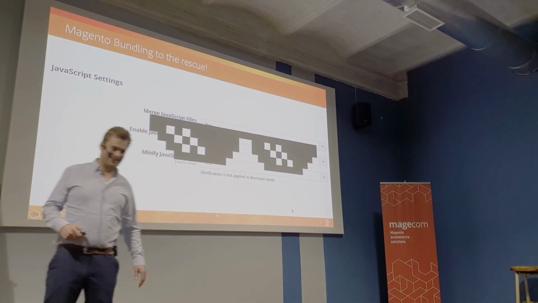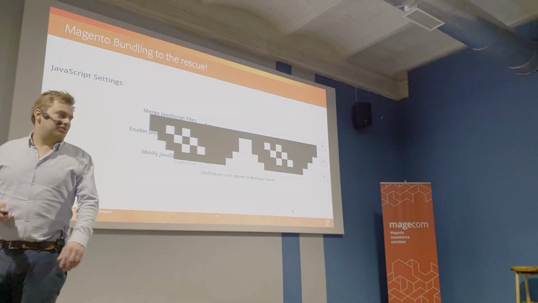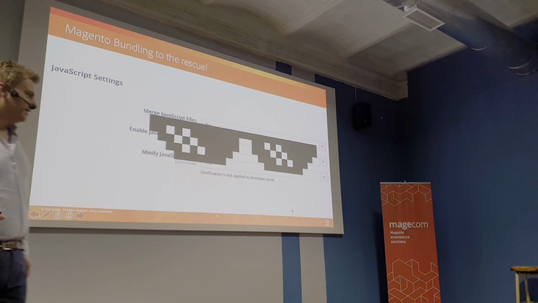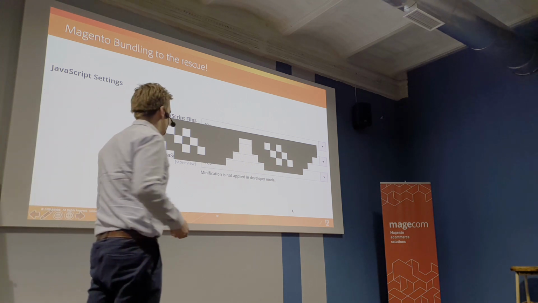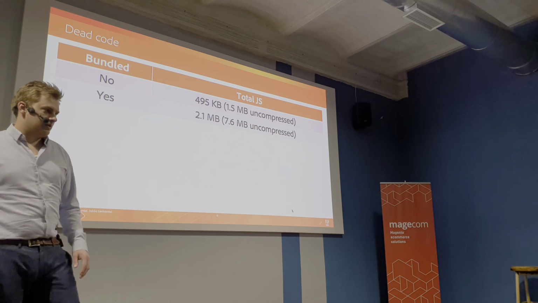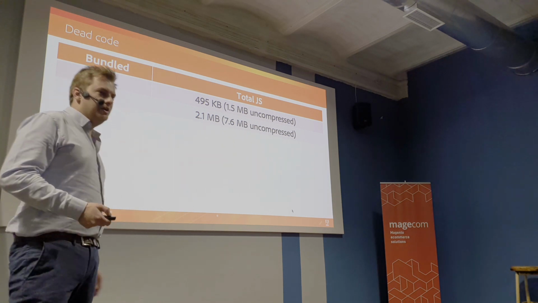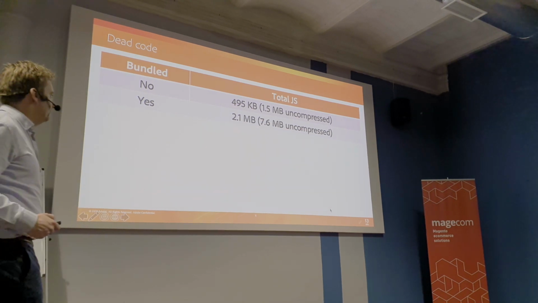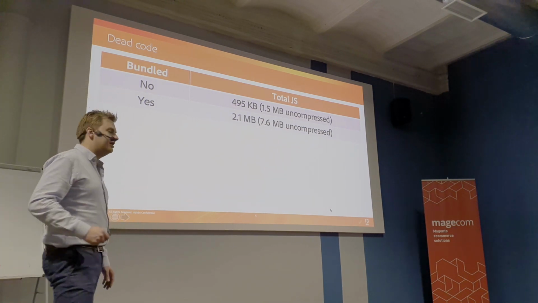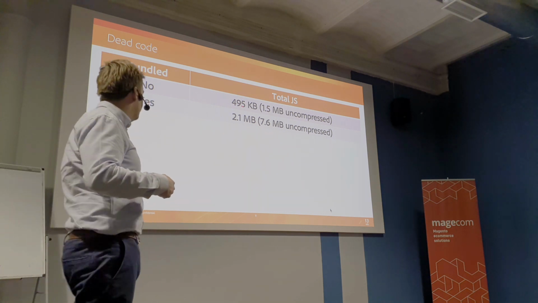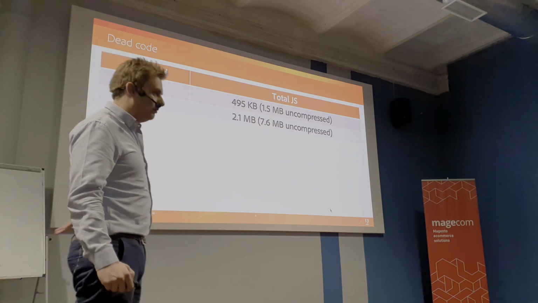Not really. So, while this does really seem to be a good idea, it can actually make it worse. And the reason it can make it worse is because of dead code. So what happened on the Magento 2 homepage, if you have bundling disabled, you will have a total JavaScript size of 1.5 megabytes uncompressed. With gzip compression, it will end up for the user at 495 kilobytes.